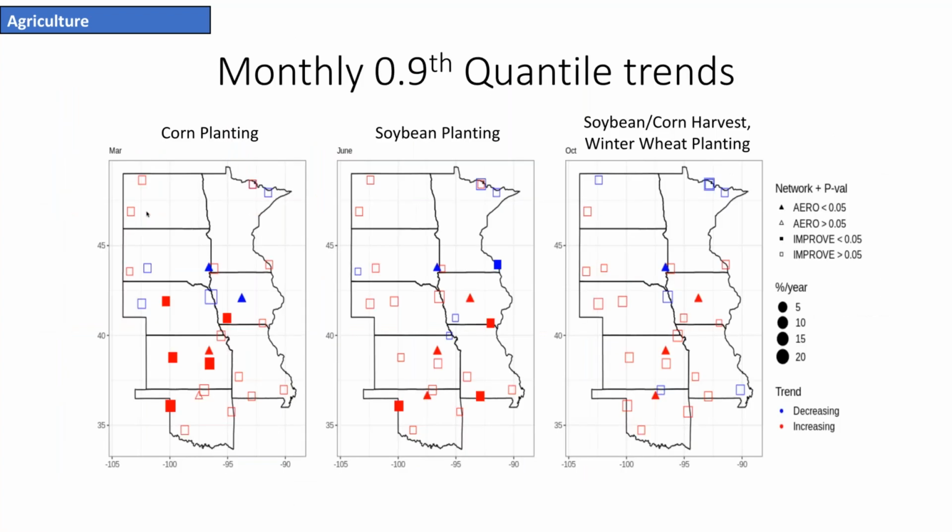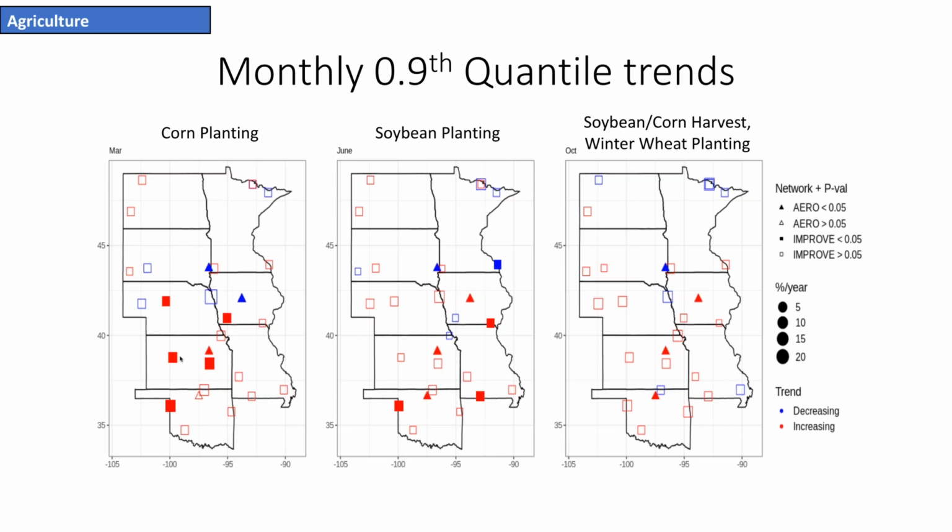And to further support this, I looked at monthly 0.9th quantile trends, looking at March, June, and October, which happen to be planting seasons and harvest seasons for corn, soybean in June, and then soybean corn harvest and winter wheat planting in October. And here these figures show improve and AeroNet sites trends in the coarse mode.